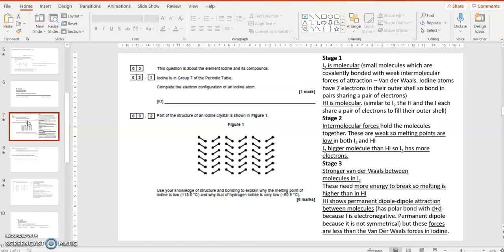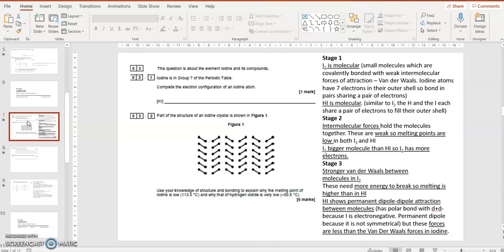Small molecules bond with van der Waals forces. They are weak bonds. So both of those molecules are going to have van der Waals forces of intermolecular attraction. Next, those intermolecular forces hold the molecules together, not within a molecule. They're weak, so both iodine and hydrogen iodide have melting points that are low because they're both molecular with van der Waals bonds.